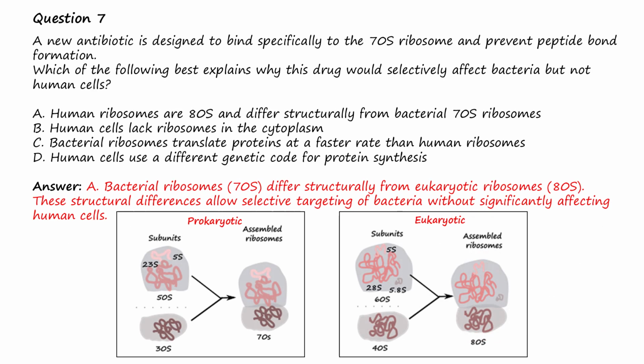Answer A. Bacterial ribosomes, 70S, differ structurally from eukaryotic ribosomes, 80S. These structural differences allow selective targeting of bacteria without significantly affecting human cells.